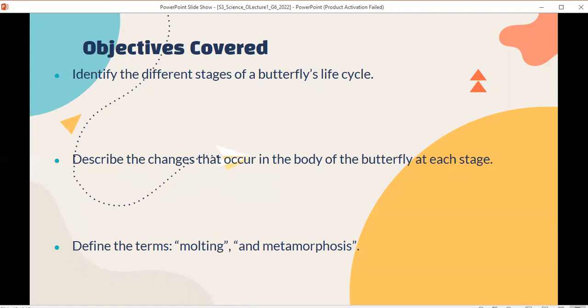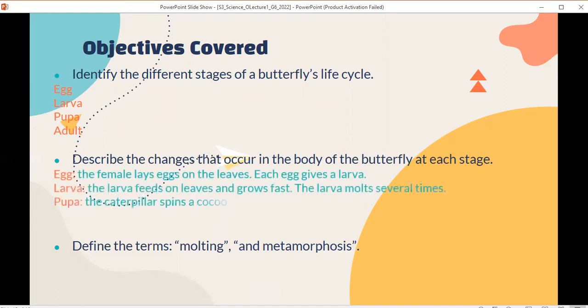Okay, what are the different stages of a butterfly's life cycle, of most of the insects? Egg, larva, pupa, and adult. Egg stage, larva stage, pupa stage, adult stage. In each stage, some changes happen. The egg stage, we know that the female lays eggs on the leaves, okay? And inside each egg, we have one larva.